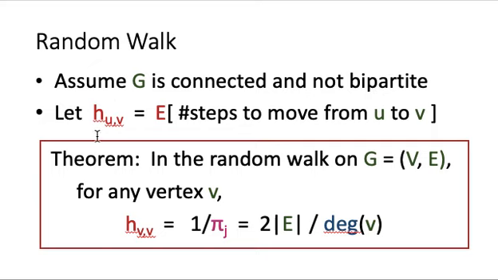And we use this new notation, h of uv. h of uv represents the expected number of steps to move from state u to state v in this chain.